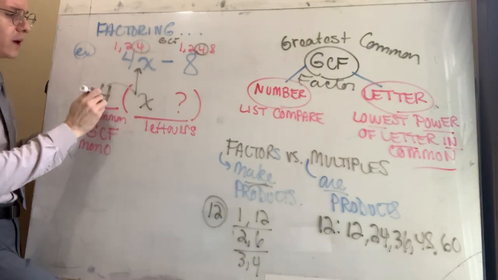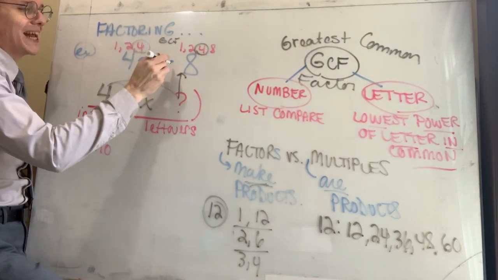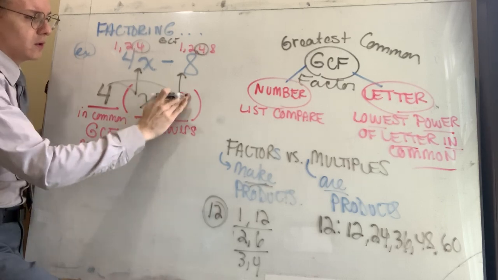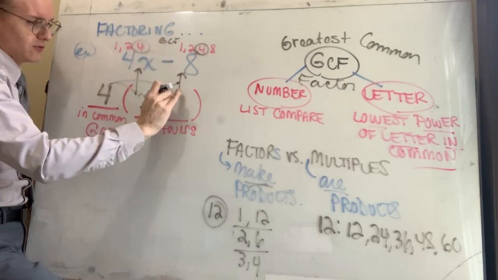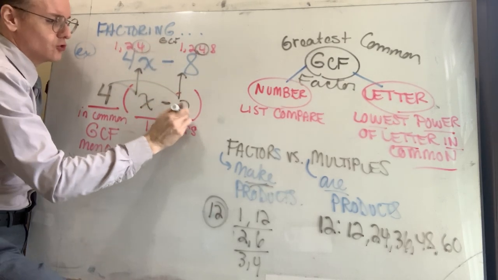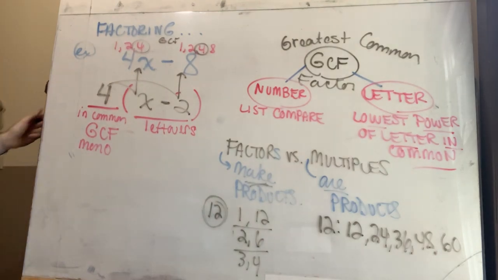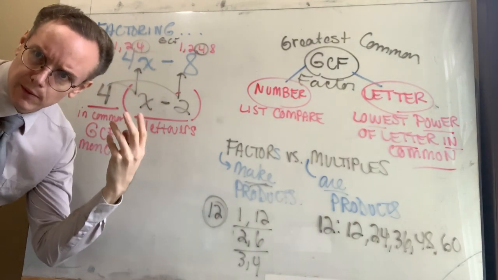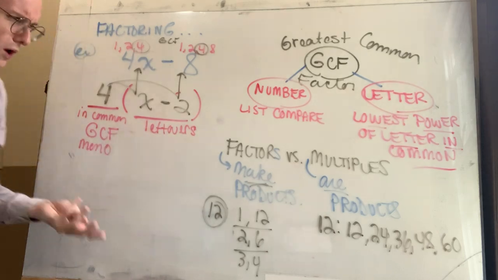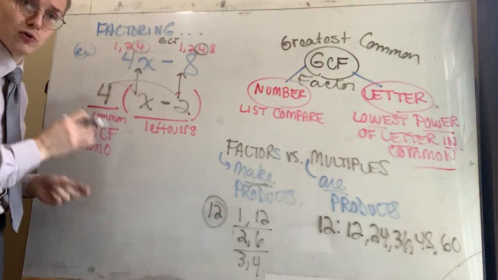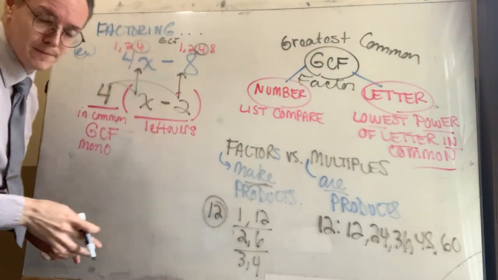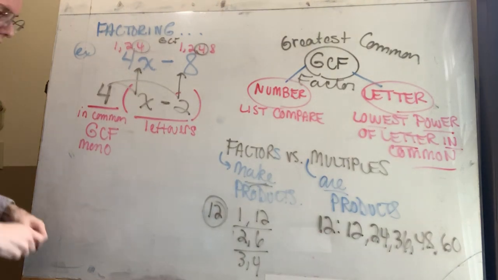What is it times 4 that gives you -8? Well, if you know the factors already, you probably have some inkling, but it would be -2. Factoring is dividing without really consciously thinking about it. Why? Because you're kind of thinking about it from the perspective of multiplication. Anyhow, that would be the answer.